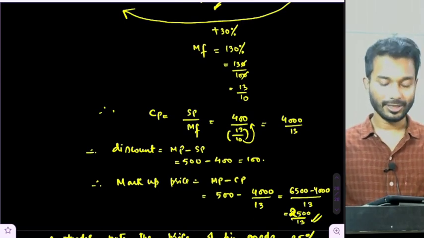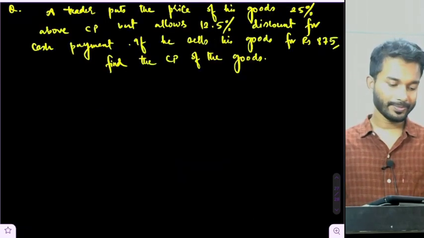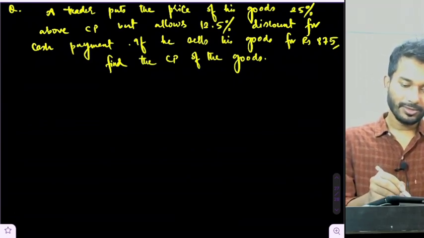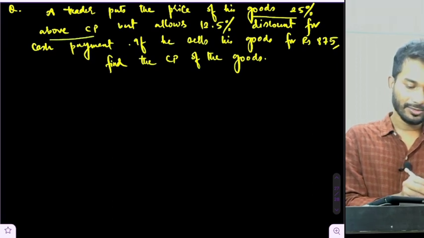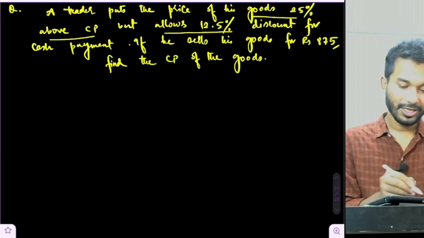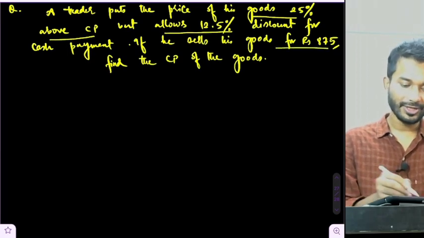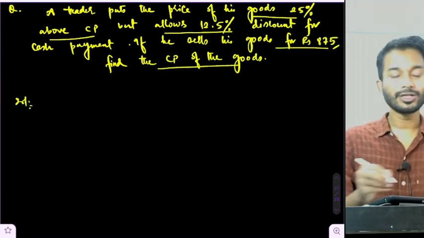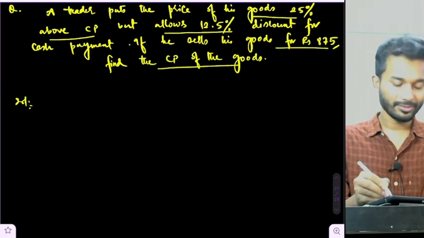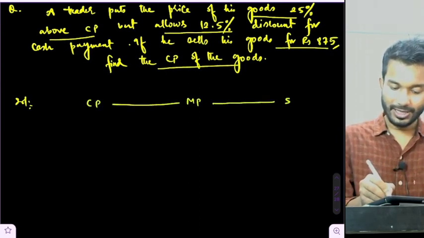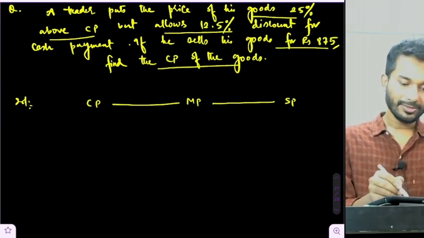Okay, you can pause the video and note it down. We see the next question now. A trader puts the price of his goods 25% above cost price but allows 12.5% discount for cash payment. If he sells the goods for rupees 875, find the cost price of the goods. Here also we cannot assume it to be 100. Why? Because data is already given. So I'm writing cost price, mark price, selling price.